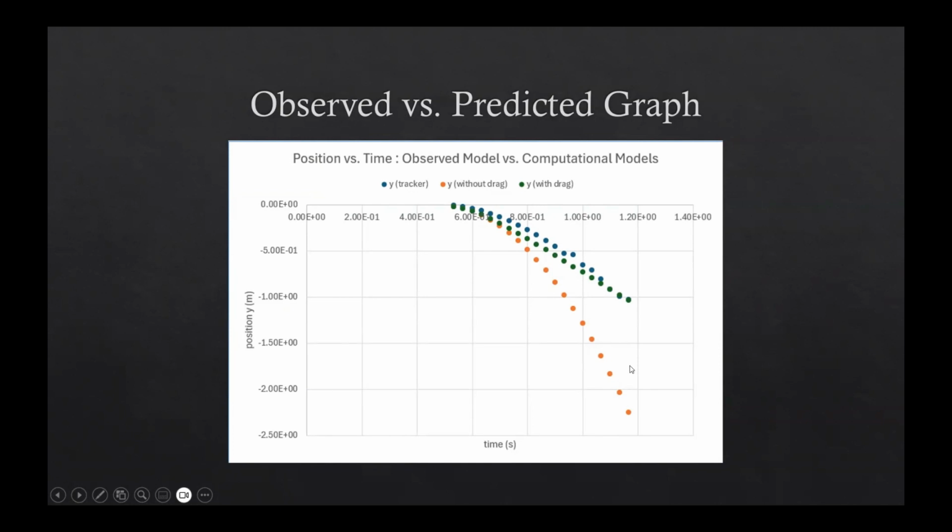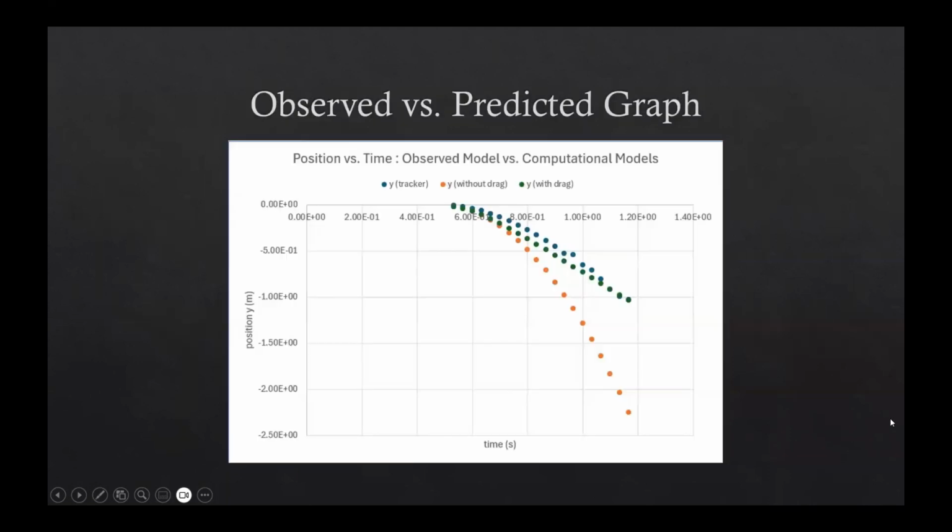The orange model shows the object's position versus time without drag, and it is seen to have the most negatively sloping graph since there is no force in the positive direction to counteract the force in the negative direction. So the acceleration here is much greater. Then the green graph is showing the computational model with the drag force. So it is seen to have a much less negative slope, and it is seen to become more linear as time progresses where the velocity is increasing. So the object is getting closer and closer to its terminal velocity. And this computational model most closely matches the data from Tracker, where the objects have very similar sloping graphs.